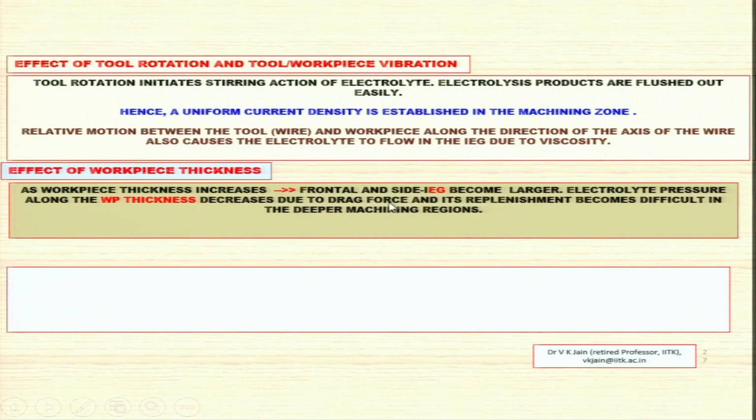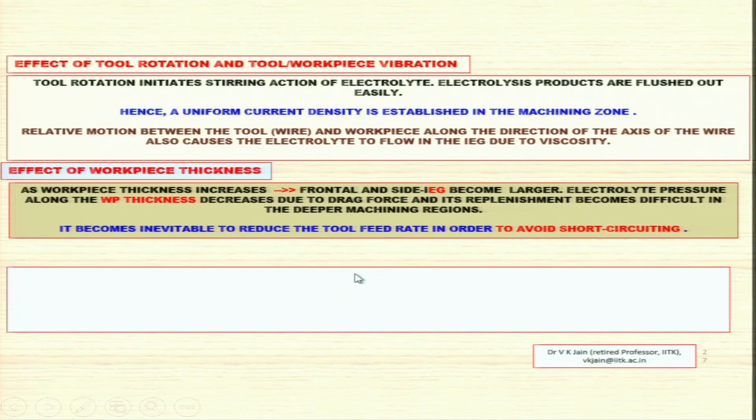Effect of workpiece thickness. As workpiece thickness increases, frontal and side inter-electrode gaps become larger. Electrolyte pressure along the workpiece thickness decreases due to the drag force, and its replenishment becomes difficult in the deeper machining regions. In other words, you will not get as much accuracy as you expect in deep machining. It becomes inevitable to reduce the tool feed rate in order to avoid short circuiting. This is the precautionary measure you should take.